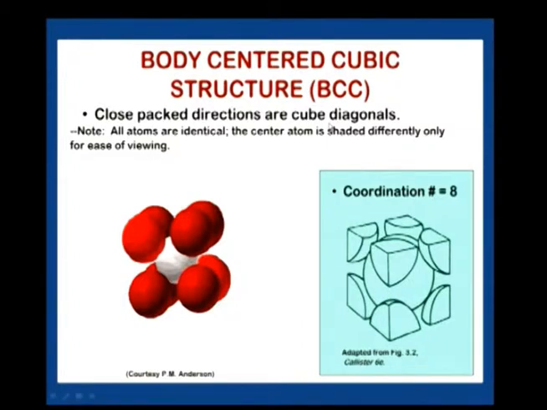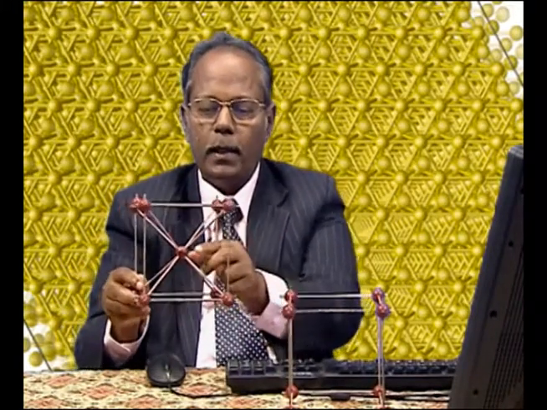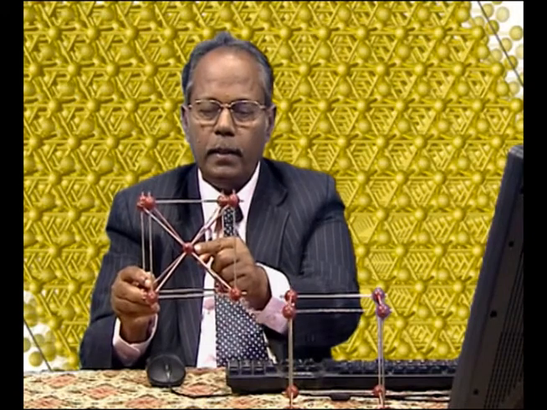What is the difference between simple cubic and body centered cubic structure? In the case of simple cubic, you have got atoms only at the corners. On the other hand, in the case of body centered cubic structure, you will have an atom at the center, in addition to having atoms at the corners. You have got atoms at the corners, right. In addition to that, there will be atom at the center.